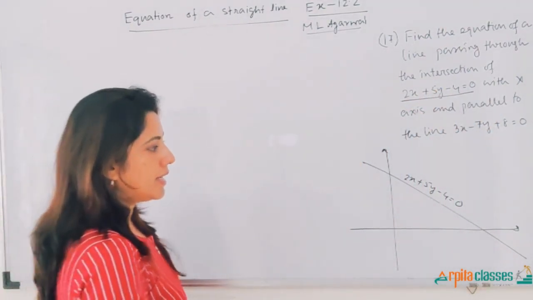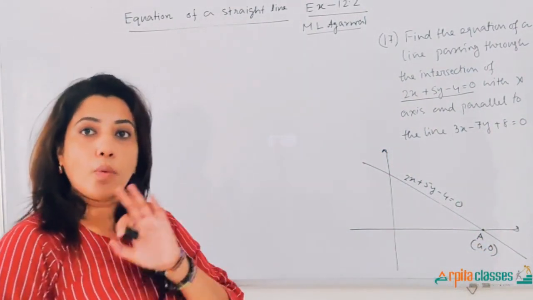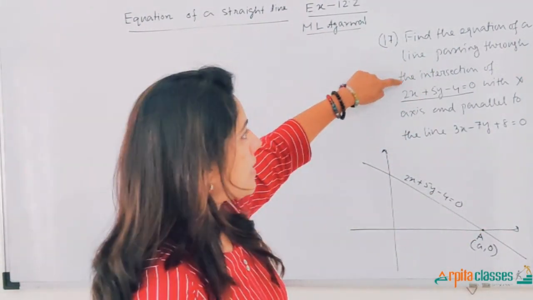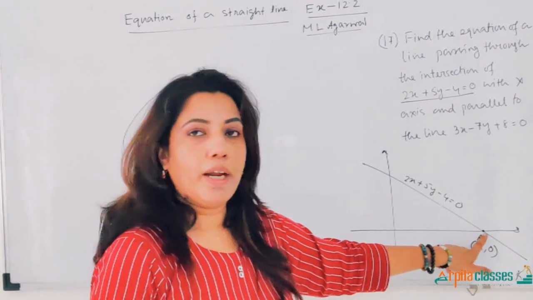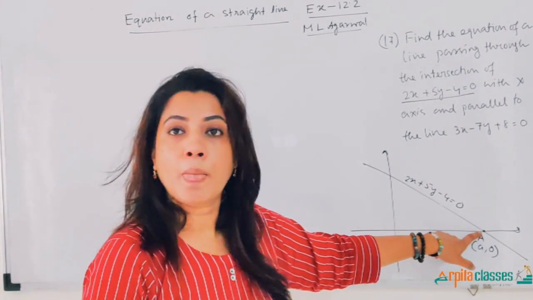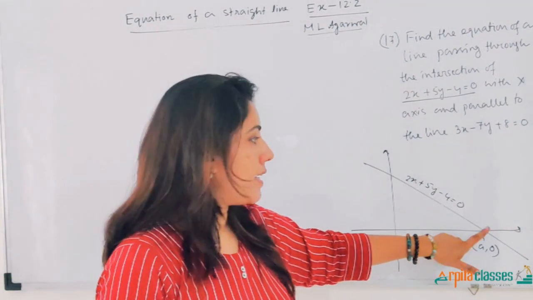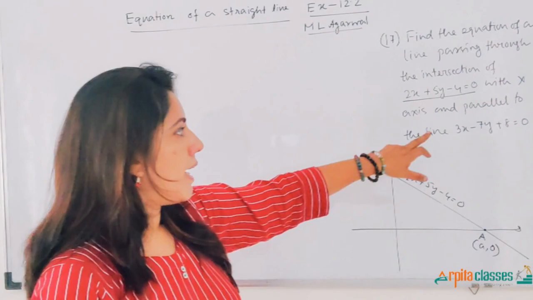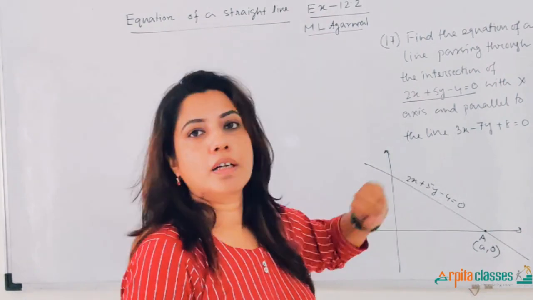Now it is intersecting the x-axis at point A, which is (a, 0). Now the required line passes through this point, because they are saying find the equation of a line passing through the intersection of this with the x-axis. So the intersection point of this line with the x-axis is A. The required line passes through A. So if we get the value of a, we get one point through which the required line passes. And another thing, we can get the slope of the required line from this information, that it is parallel to the given line.